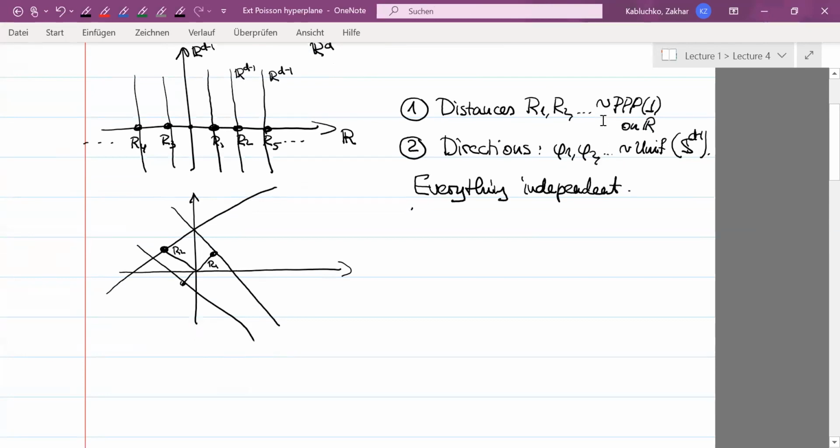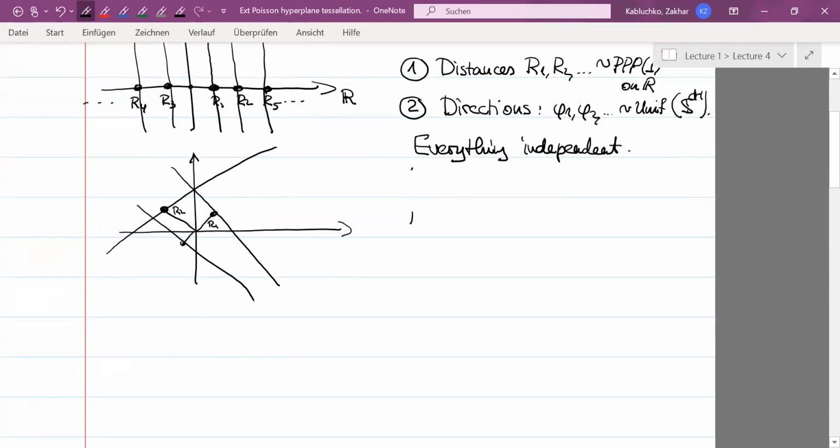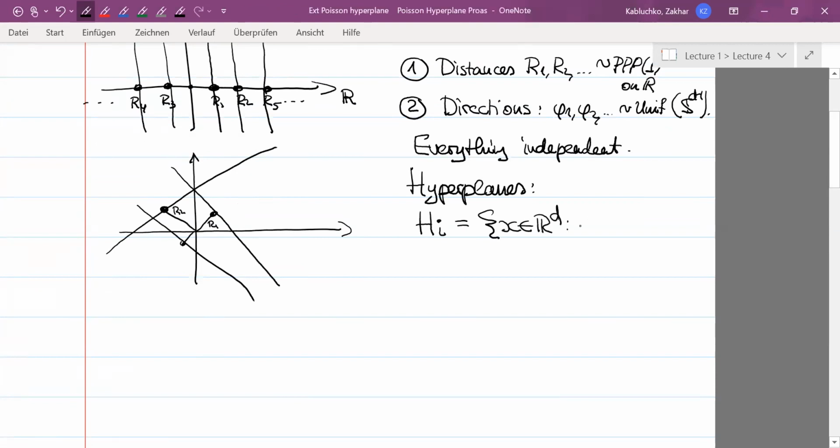And given these objects, we can construct the hyperplanes as follows. Hi is the hyperplane consisting of all x in Rd such that the scalar product of x with the direction phi i is given by Ri. And then it's easy to see that this hyperplane is orthogonal to phi i because of this definition, and the point having distance Ri from the origin is on this hyperplane. So it's exactly what I tried to describe here.